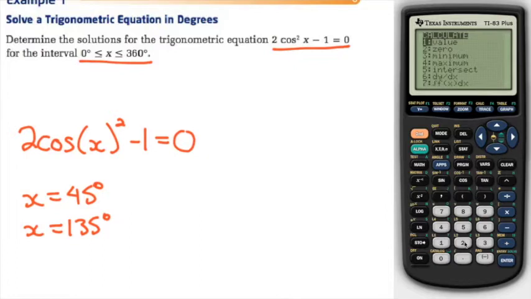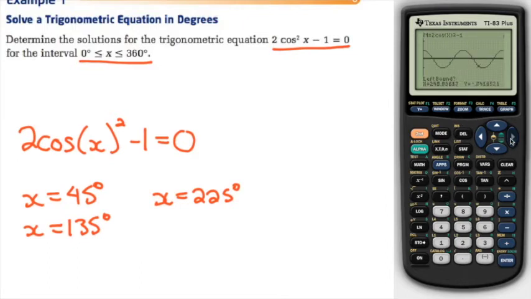Again. Next point is at 225. And our last point is at 315.